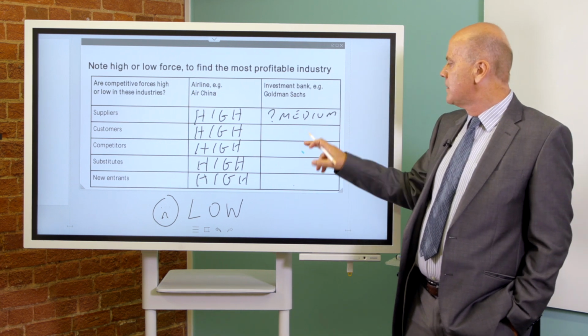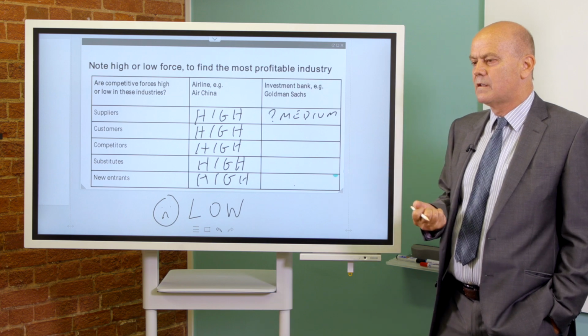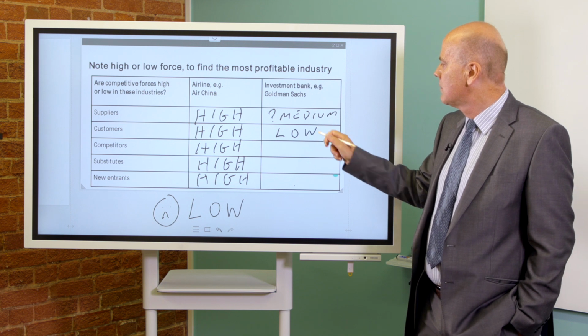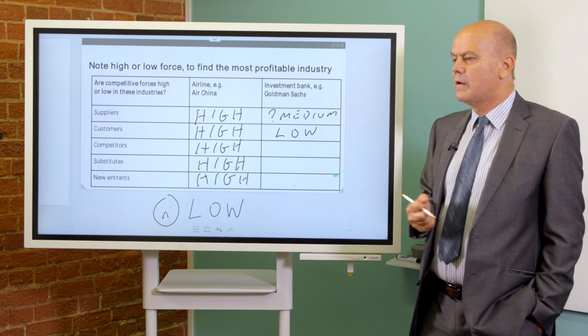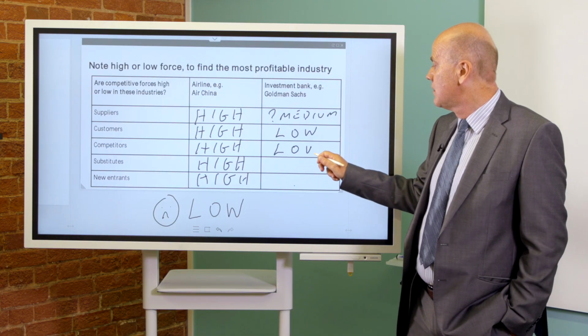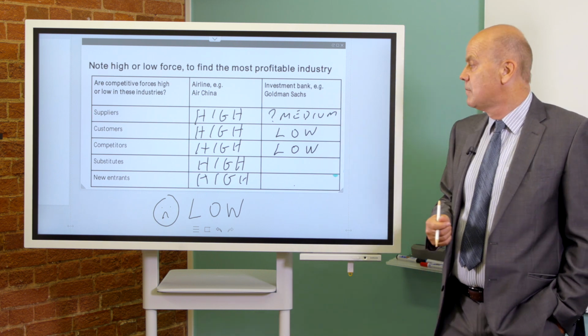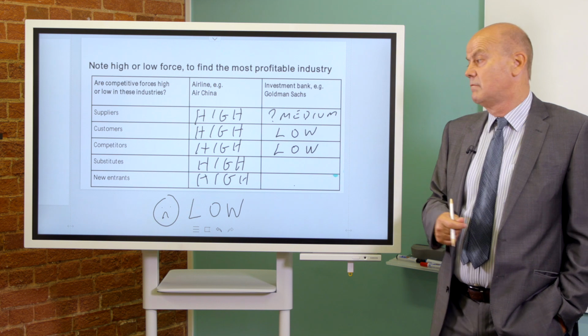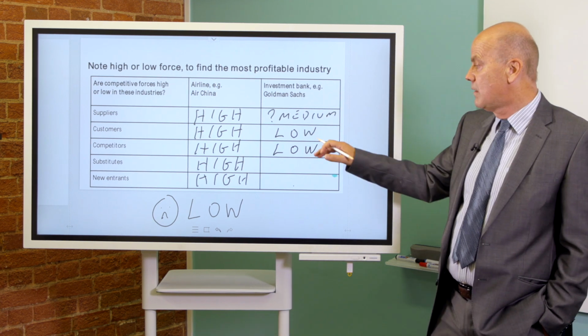What about customers? Is there a lot of customers out there? Are there a lot of companies that need that service at the end of the day? Yeah, so there's a lot of customers they could have. What about competitors? Are there a lot of very well-known investment banks in the world? Not really. In 2008, when we had the financial crash, most of those banks went bust. Lehman Brothers, Bear Stearns. There's really very few banks left now. So they have low competition.